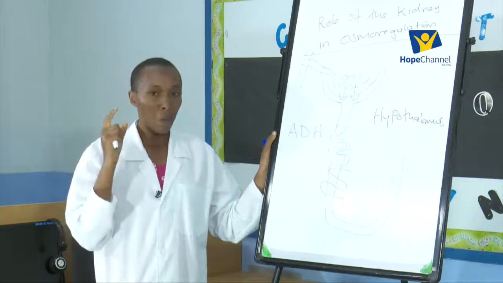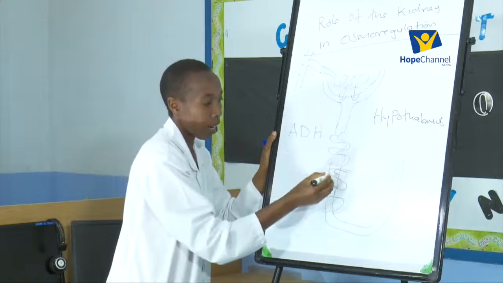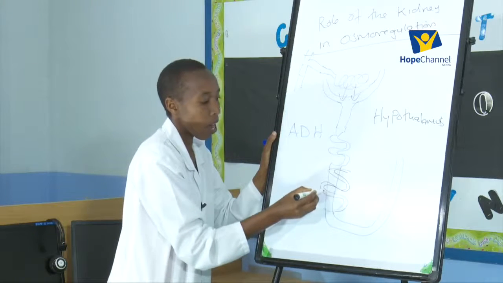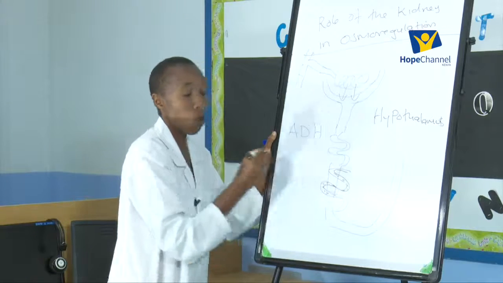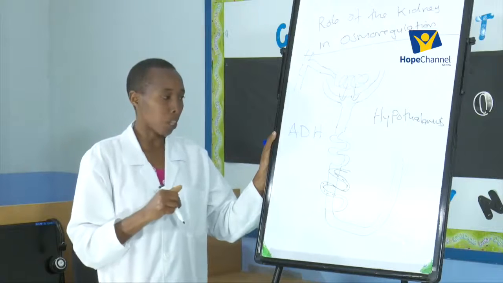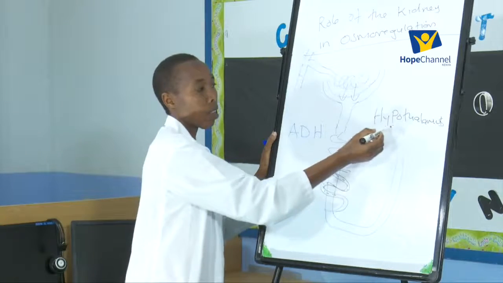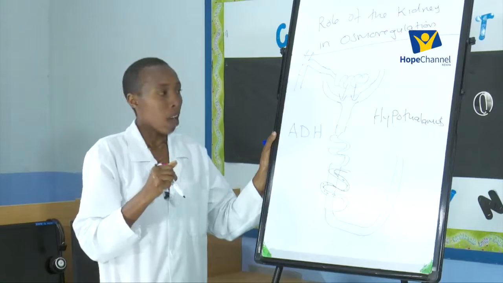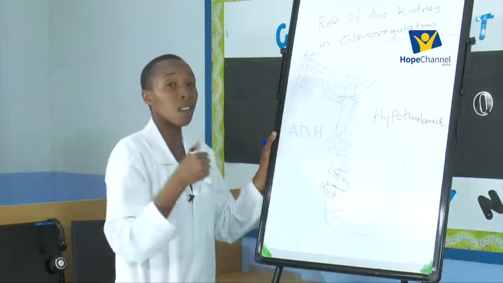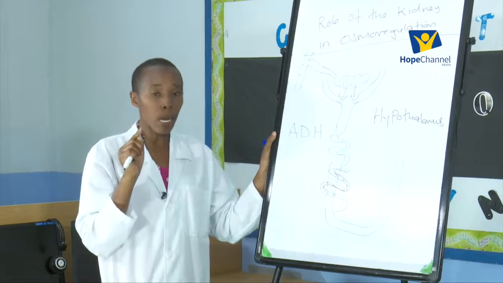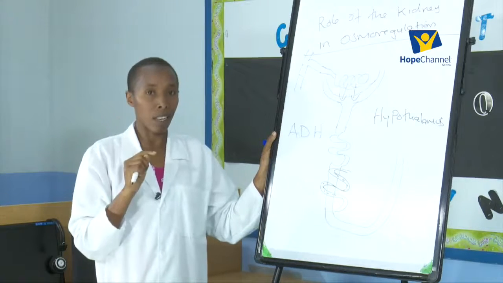Number one, when the osmotic pressure in the blood, assume these are blood vessels, and inside the blood vessels we have a higher osmotic pressure, the hypothalamus will be stimulated. And the moment the hypothalamus is stimulated, it will send an impulse to the pituitary gland.